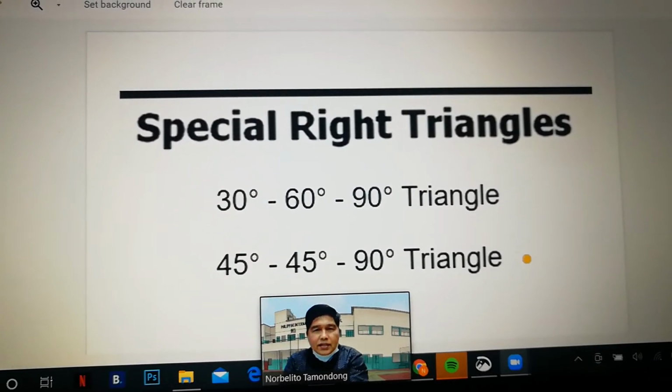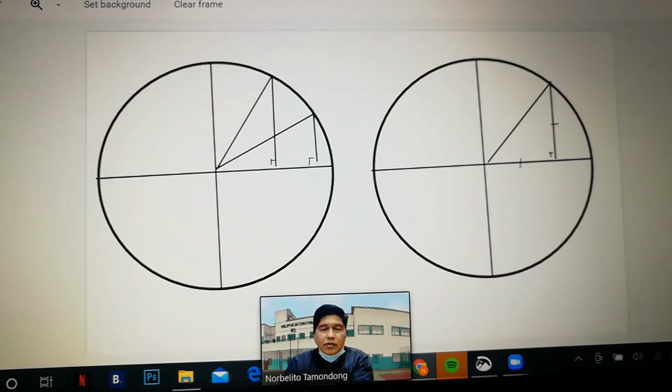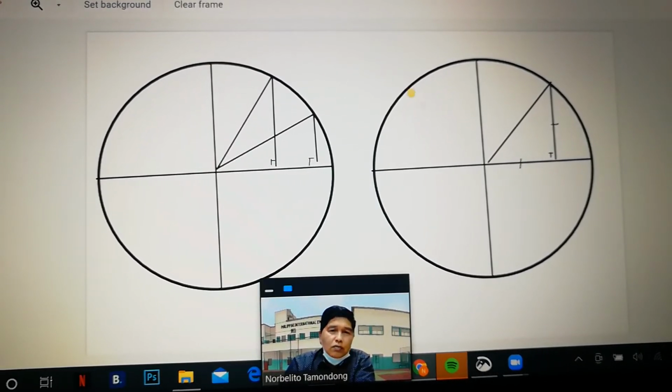Okay, special right triangles. Ang tawag natin sa 30, 60, 90 triangle at saka 45, 45, 90 triangle. Ngayon, papakita muna natin ulit kung paano nakuha yung mga relations ng sides ng right triangle. Okay, so base sa dalawang circle dito, this is one complete circle is equal to 360. So therefore, if we divide it into 4, that is equal to 90 degrees.